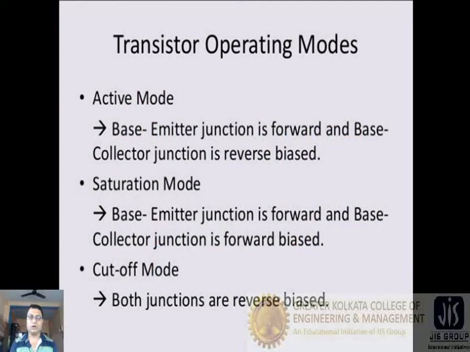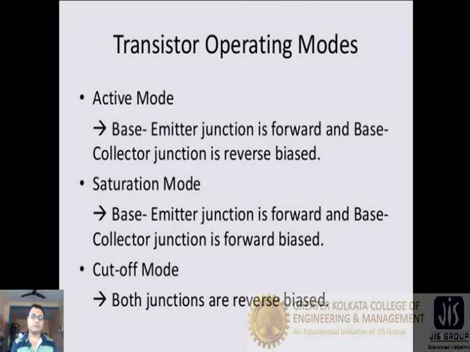Now comes the operating modes of the transistor. There are three operating modes of a transistor. One is active mode. In active mode, the base emitter junction is in forward bias and the collector base junction is in reverse bias.